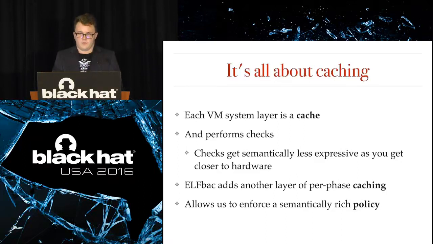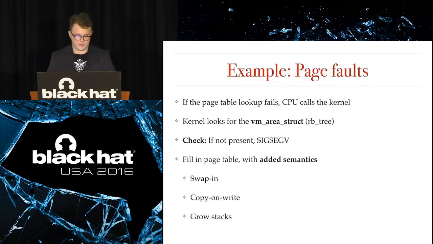And what we're doing in our ELFBAC prototype is we're just adding another layer of caching in between and using that caching to enforce our policy. For example, when you have a page fault, that is when you try to access some page and somewhere along that hierarchy of page tables, there's a bit set that says, okay, don't continue here. The CPU will raise a page fault. And the kernel will then look up the VM area struct that I already mentioned earlier to find out whether the access is allowed or not and what physical memory page it should map this to. And here it inserts a semantic policy check. If that virtual memory address is invalid, it will send your process a segmentation violation and kill it.